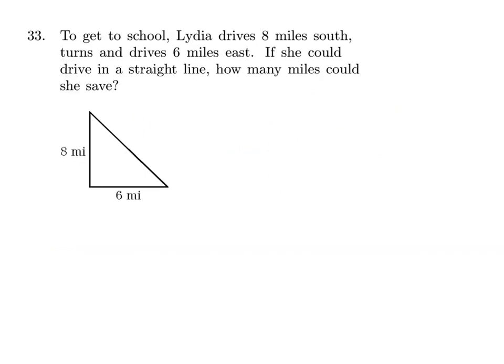All right, to get to school, Lydia drives 8 miles south, turns and drives 6 miles east. If she could drive in a straight line, how many miles would she save? Essentially, if she drove the hypotenuse, how many miles would she save? You could use the Pythagorean theorem, but in this case, we notice that there is a Pythagorean triple. So that's 10 miles.